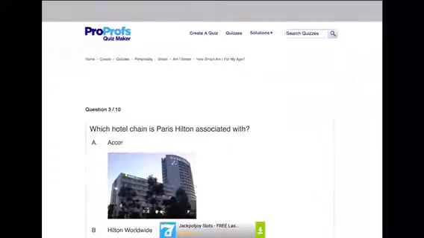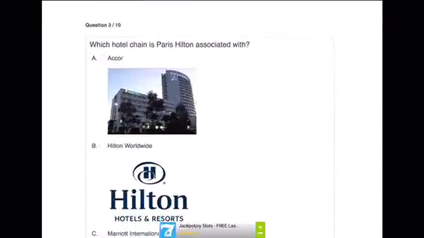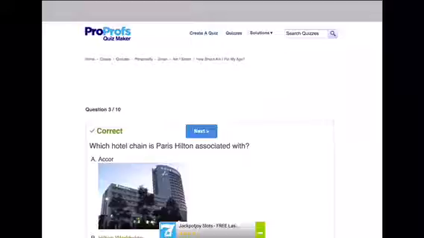Which hotel chain is Paris Hilton associated with? I wasn't even taught this stuff, people. Why? Whatever, I'm just gonna pick this one. I just looked at a random one.